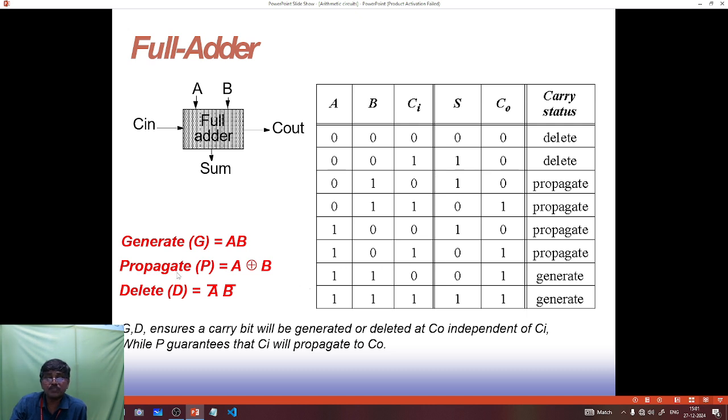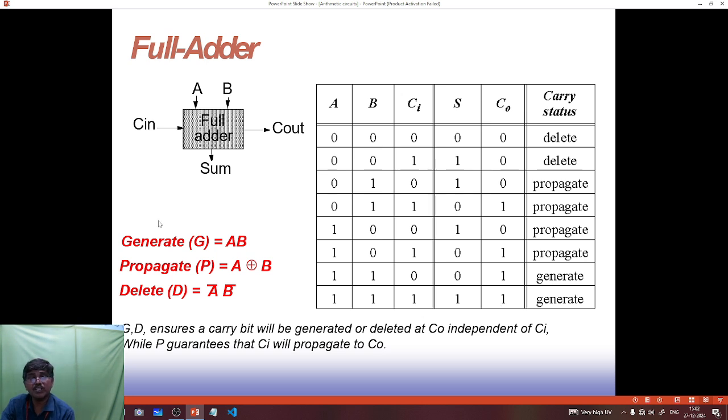Next, A is equal to 1, B is equal to 1 and carry is equal to 0. So sum is equal to 0, and carry is equal to 1 because of A into B. And finally, A is equal to 1, B is equal to 1, C is equal to 1. If you XOR them, 1 XOR 1 is equal to 0, and 0 XOR 1 is equal to 1. So sum is equal to 1 and carry output is equal to 1.